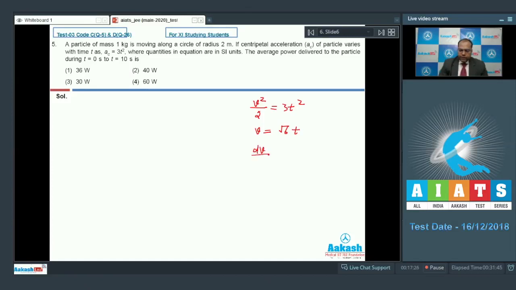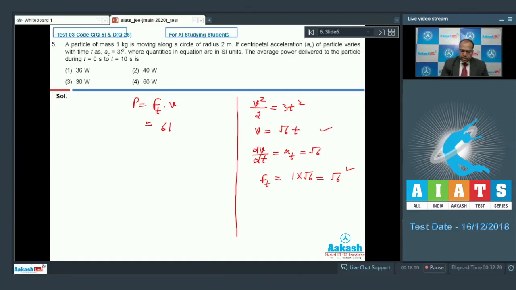If I calculate dv by dt, the rate of change of speed with respect to time, that is the tangential acceleration, it comes out to be root 6. So tangential force is equal to mass, that is 1, into root 6, the tangential acceleration, which comes out to be root 6 Newton. Now I have to calculate the instantaneous power. The instantaneous power is equal to tangential force into velocity at that moment. It is the product of these two things. If I multiply this, it comes out to be 6t.